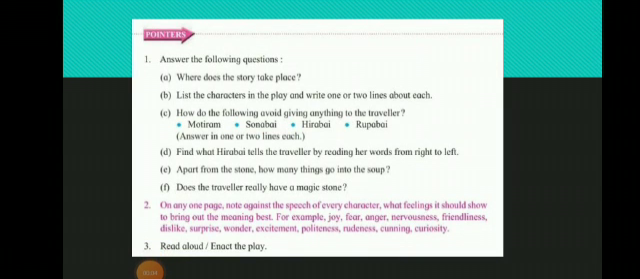I hope you enacted the play in your home with the help of your parents. Have you enacted the play? I hope you enjoyed the play. Have you read the chapter? Have you gone through the chapter? Yes. So, let us start with the pointers. That is page number 63 in your textbook.